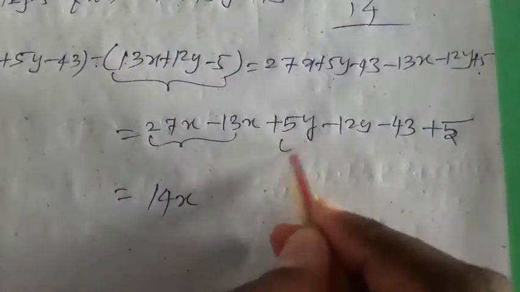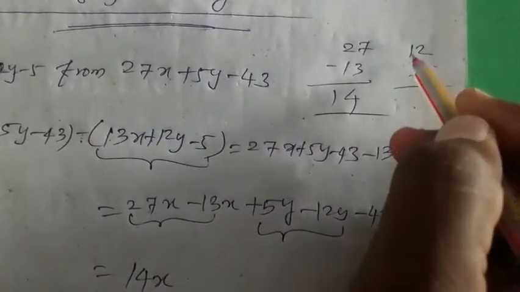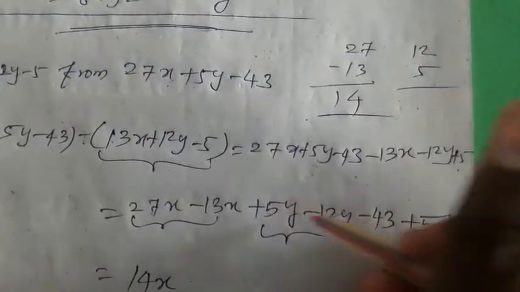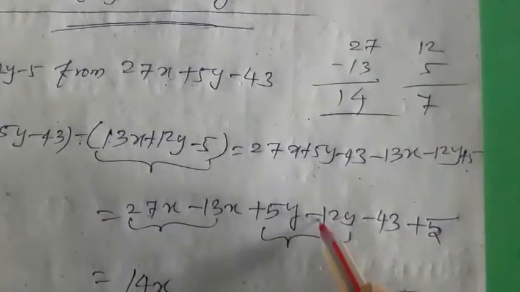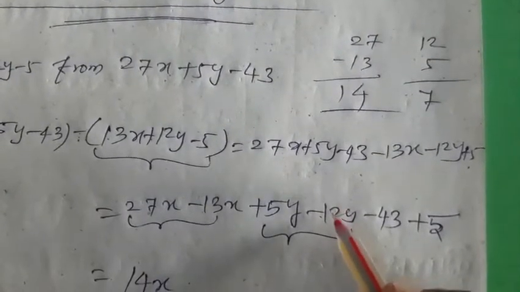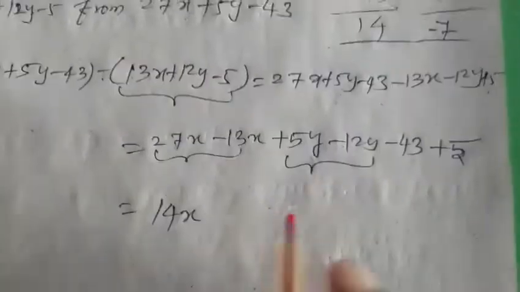Next here 5y minus 12y. Both are like terms only. Then take subtracting. Here 12, 5. So plus 5y minus 12y. Subtracting, 12 minus 5 you get 7. What is the greater number? 12 is the greater number. What is the sign of 12? Minus. Therefore minus 7 has to come. Then minus 7y.